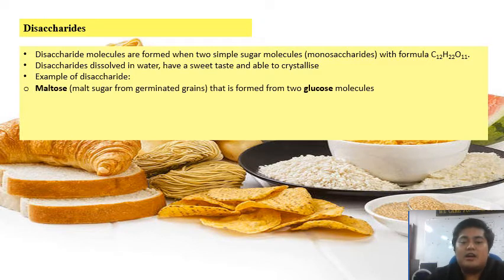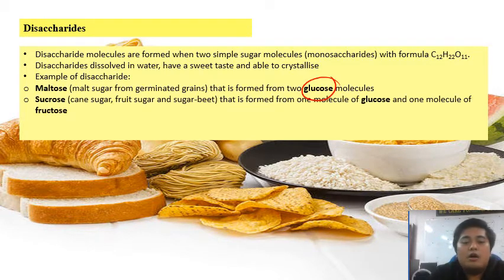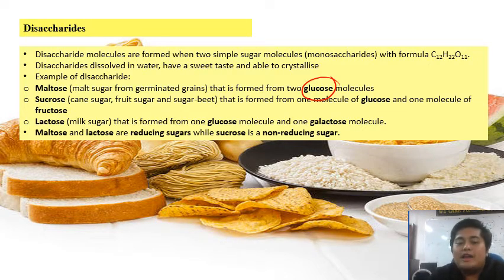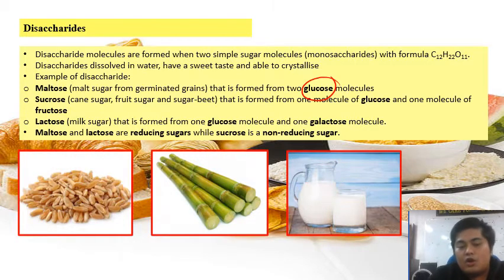So example of disaccharide are maltose, a malt sugar from germinated grains which is formed with 2 glucose. Maltose ni terhasil daripada 2 glucose. Sucrose pula datang daripada sugar cane, fruit sugar and sweet sugar beet, is formed from 1 molecule of glucose and 1 molecule of fructose. Fructose tadi apa? Buah. Lactose pula, milk sugar is formed from 1 glucose molecule and 1 galactose molecule. So maltose and lactose are reducing sugar, tapi sucrose ni bukan reducing sugar. Kenapa? Cuba fikir balik kenapa. Okey, saja nak bagi peringatan, kalau takut kita lupa kan.